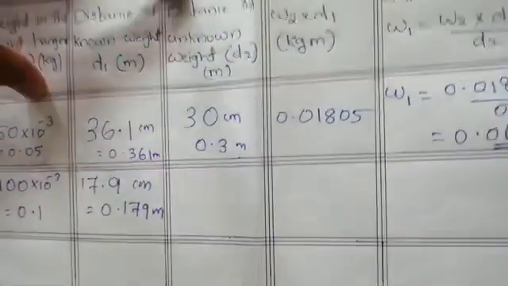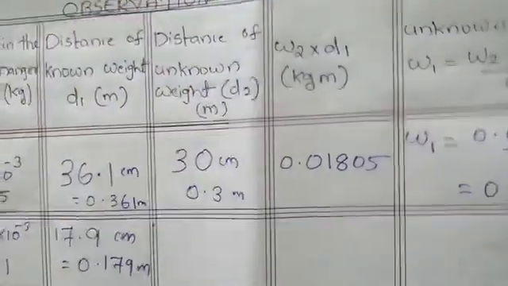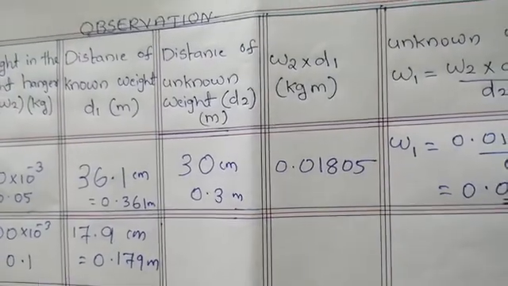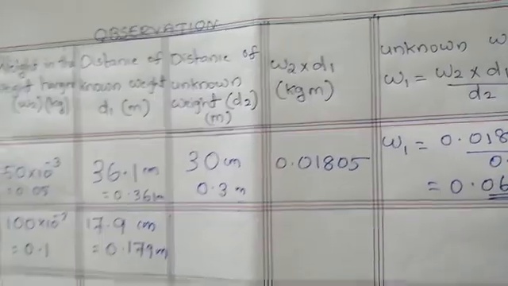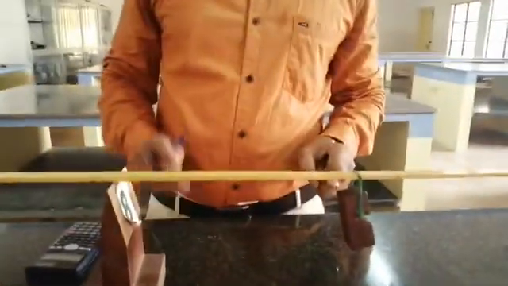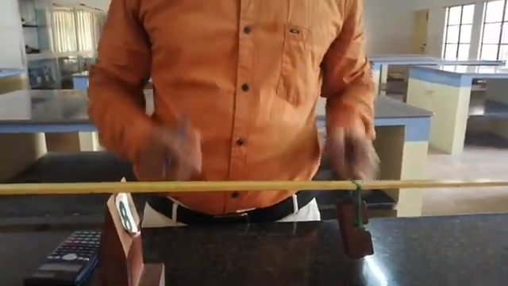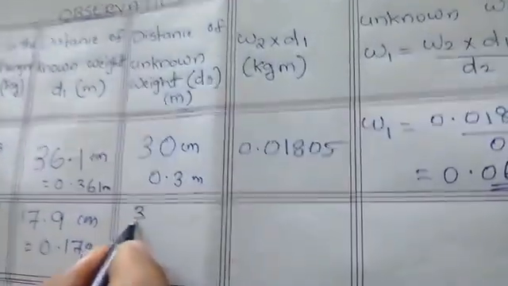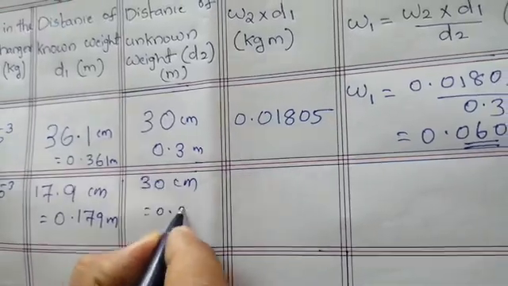Next column you can see distance of unknown weight. Now you are able to do, right? Distance of unknown weight. Which is unknown weight? This is unknown weight. This is distance. Already fixed. What is that one? 30 centimeter. Now we are not changing in this one. So 30 centimeter, which is equal to 0.3.